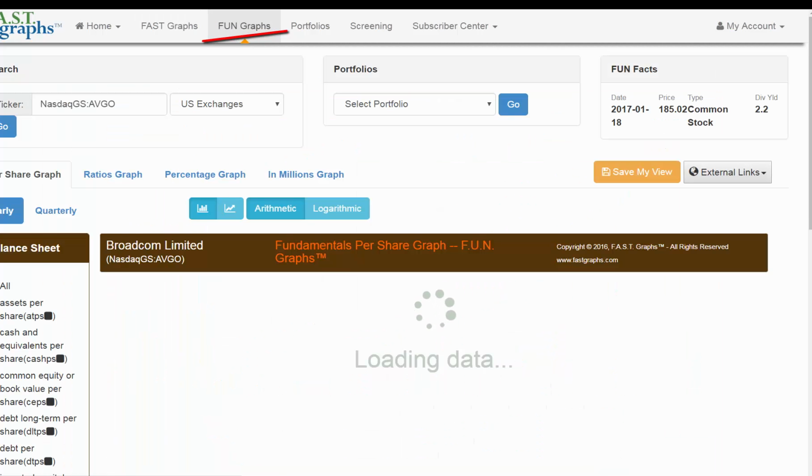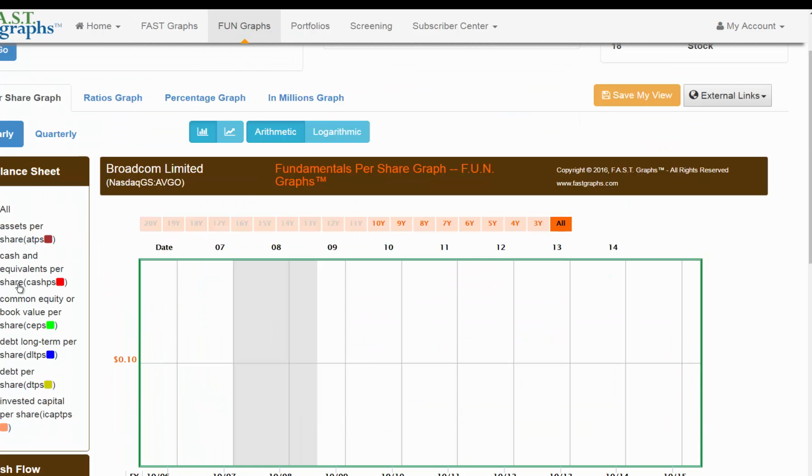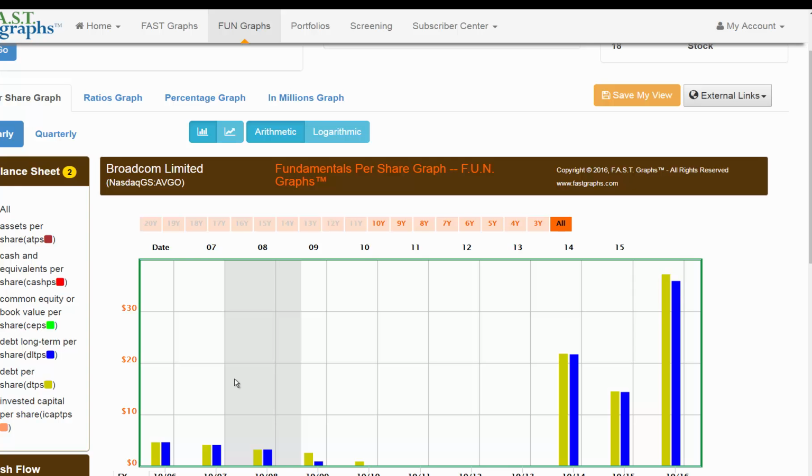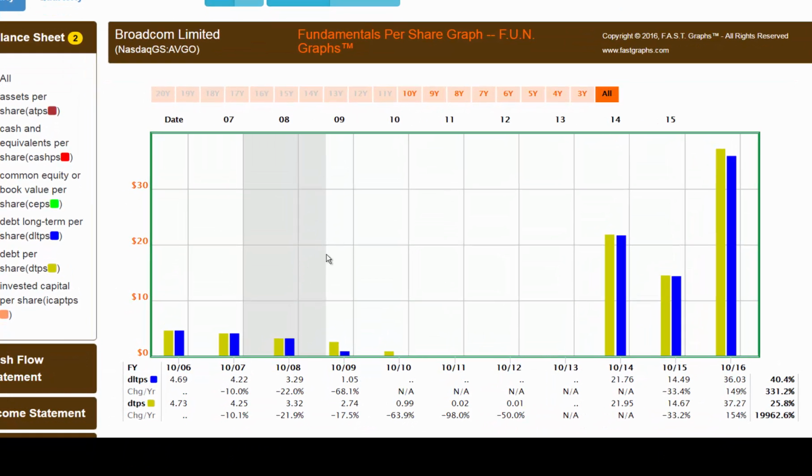Next, I would like to take a look at some of the underlying financial numbers by going into F.A.S.T. Graphs and taking a closer look. I'm going to start out by looking at some important balance sheet metrics, primarily long-term debt per share and total debt per share. And there's a couple of things about this. As I mentioned in the article, this company has grown through acquisitions, and there was a period of time when the company had virtually no debt on its balance sheet.